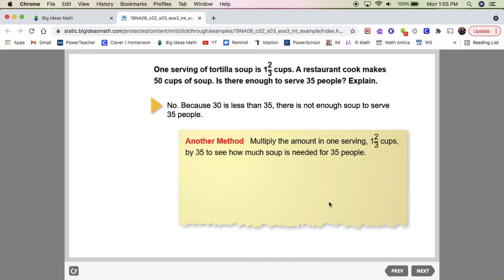Here's another way you could do it. You could do it the other way around. You could say, if I multiply 35 times 1 2/3, because I know I need to feed 35 people and everybody gets 1 2/3 cups, how many cups of soup will that be? Well, that would end up being 58 1/3 cups of soup, and you can see they only made 50 cups of soup.